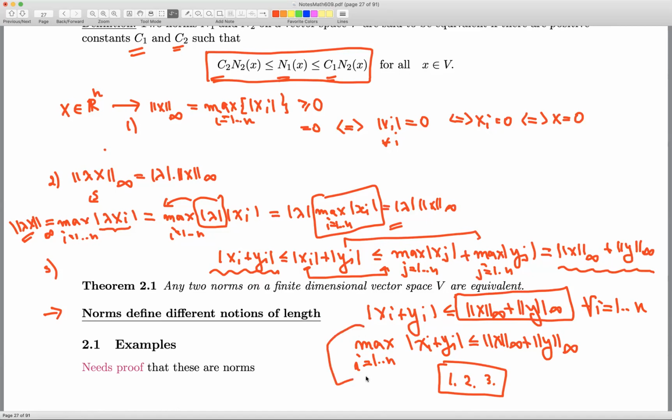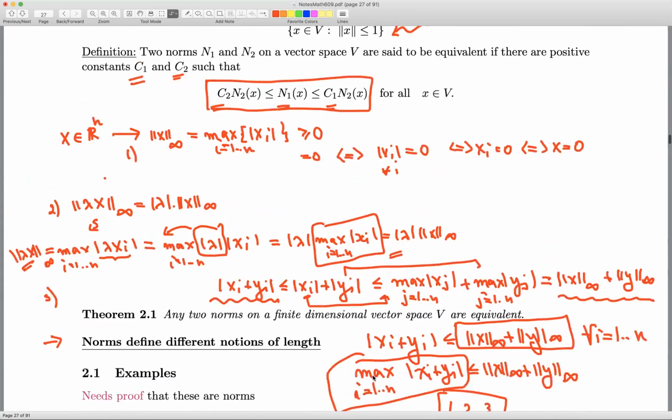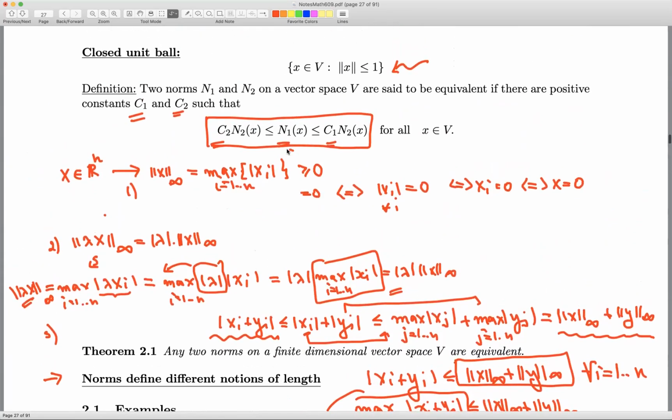But then this is exactly the definition of the infinity norm of x plus y. So what we get is that the infinity norm of x plus y is less than or equal to the infinity norm of x plus the infinity norm of y. And this is exactly the triangle inequality, or the third condition for a mapping to be a norm. And therefore, we have shown that the mapping defined this way is indeed a norm.